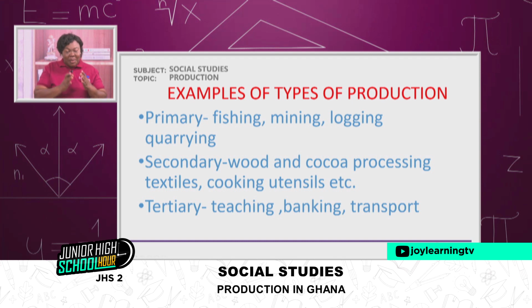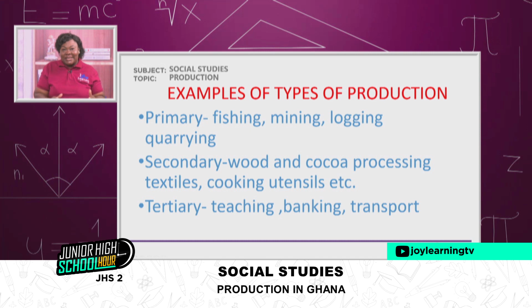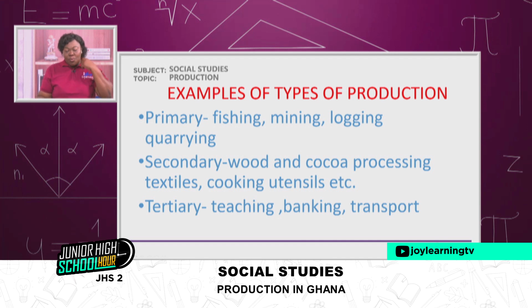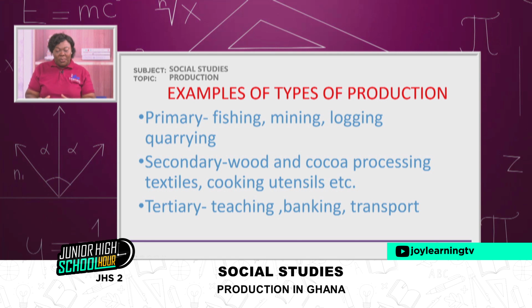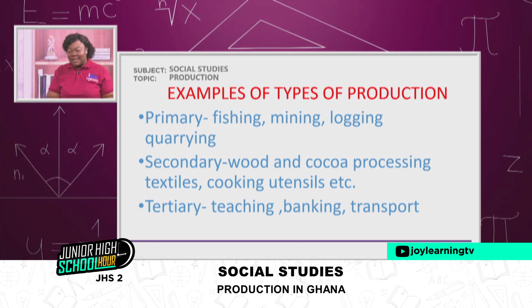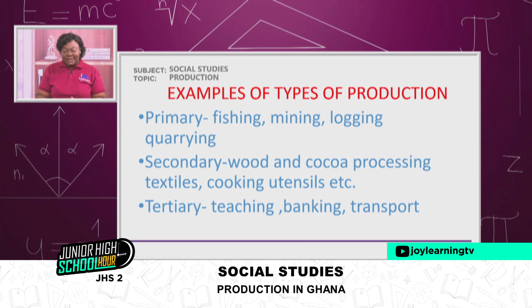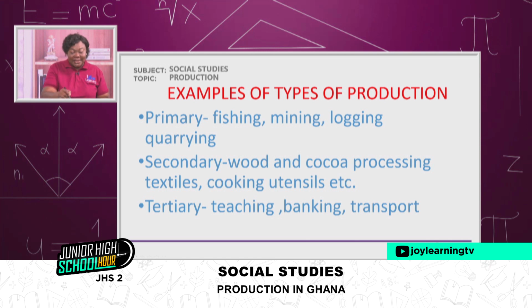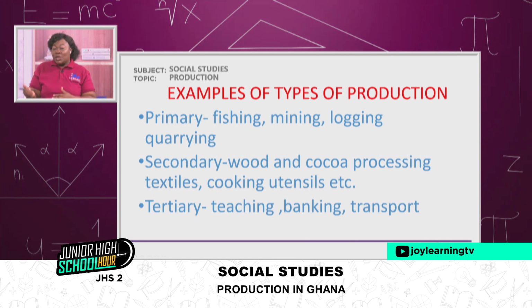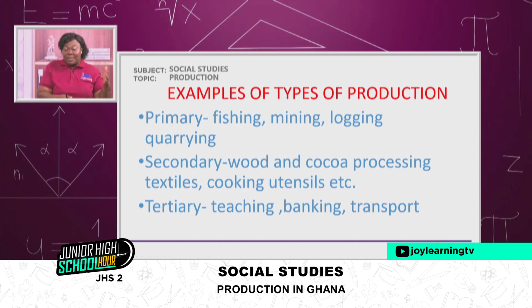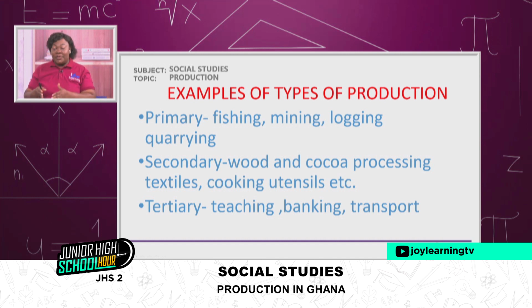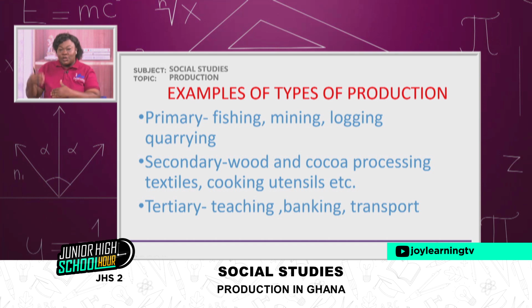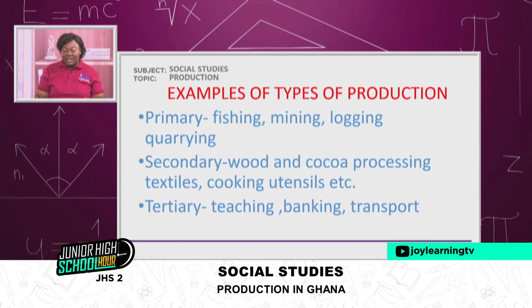So we have the primary. In the primary is the raw state. So we have fishing, mining, logging, and quarrying. Then in the secondary, we have wood and cocoa processing. Then we have textiles, and then we have cooking utensils. So that means that in the secondary stage, a process has happened. The raw state, which is the primary state, has moved to the secondary stage, which is now being processed into something else. And then the tertiary stage is teaching.